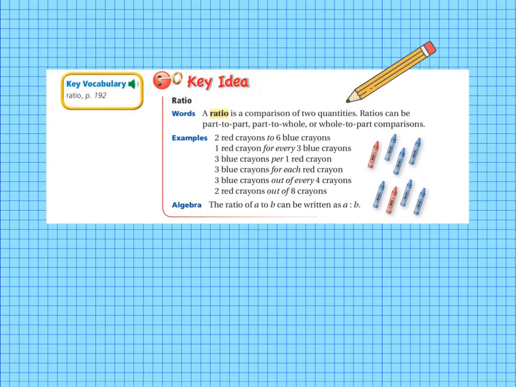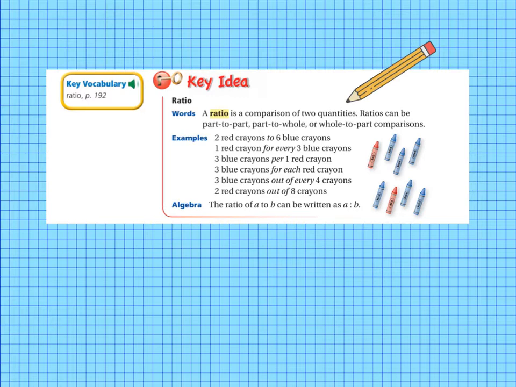Notice the pencil icon at the top of this page. That means that you need to go ahead and copy this key idea into your math notebook. Let's read it together. A ratio is a comparison of two quantities. Ratios can be part to whole, or whole to part comparisons. Examples are 2 red crayons to 6 blue crayons, 1 red crayon for every 3 blue crayons, 3 blue crayons per 1 red crayon, 3 blue crayons for each red crayon, 3 blue crayons out of every 4 crayons, 2 red crayons out of 8 crayons.